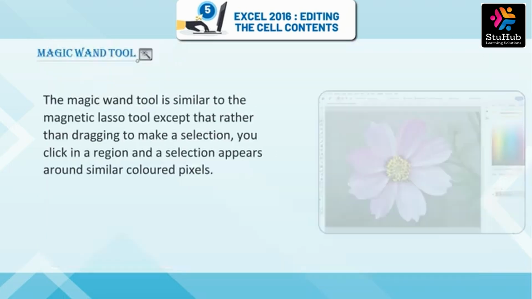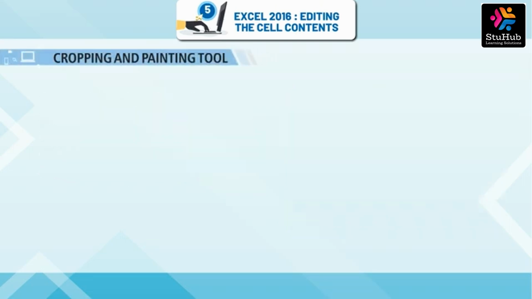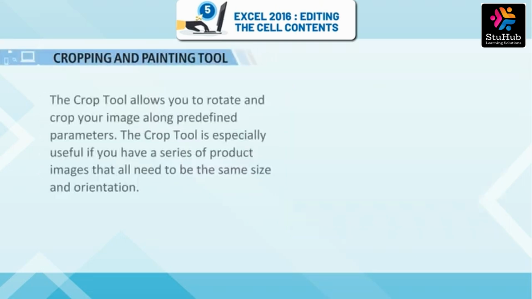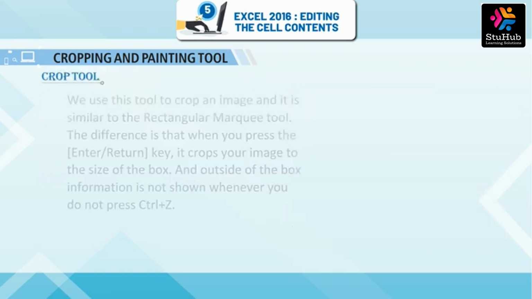Magic Wand tool. The Magic Wand tool is similar to the magnetic lasso tool, except that rather than dragging to make a selection, you click in a region and a selection appears around similar colored pixels. Cropping and painting tool. The crop tool allows you to rotate and crop your image along predefined parameters. The crop tool is especially useful if you have a series of product images that all need to be the same size and orientation.